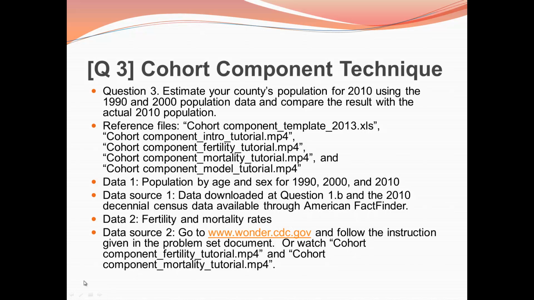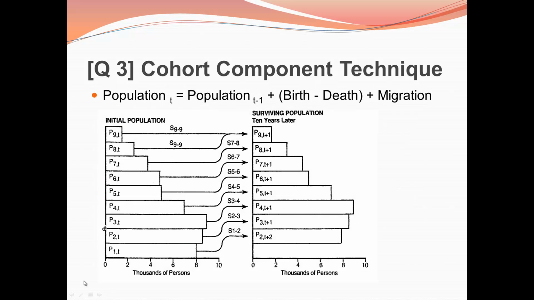The second data set that we need for this question is fertility and mortality rates. We should go to wonder.cdc.gov and follow the instruction given in the problem set documents. I will show you how to download the data through the cohort component fertility tutorial and cohort component mortality tutorial video files. I'll briefly explain the concept of the cohort component technique.